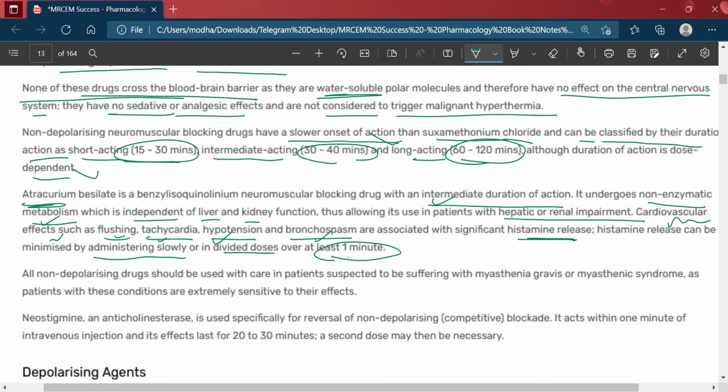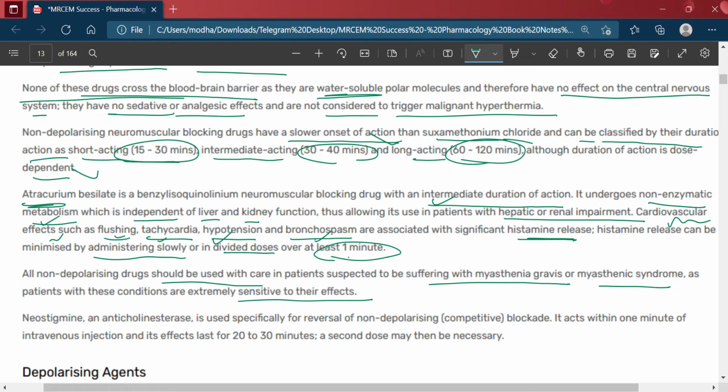All non-depolarizing drugs should be used with care in patients suspected to be suffering from myasthenia gravis or myasthenic syndrome, as patients with this condition are extremely sensitive to their effect.